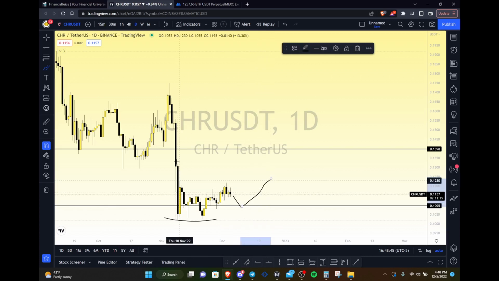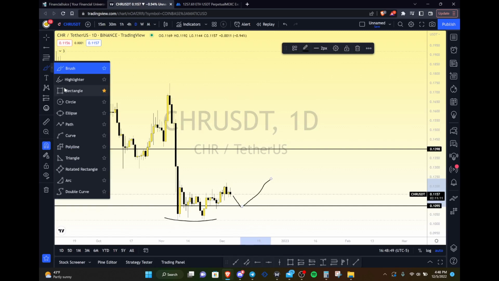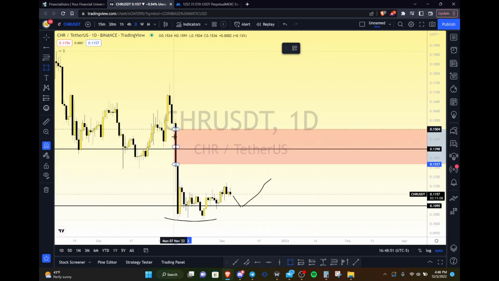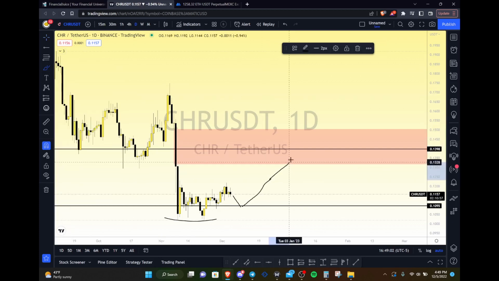And we have some levels, I think, that we can start targeting. So we have this fair value gap that's formed right here on the daily. This will be a very early level to watch out for, for price to get to. So around 13 cents, 0.1317. That will be a very early spot for price to get to. And then we could definitely see a rejection there.